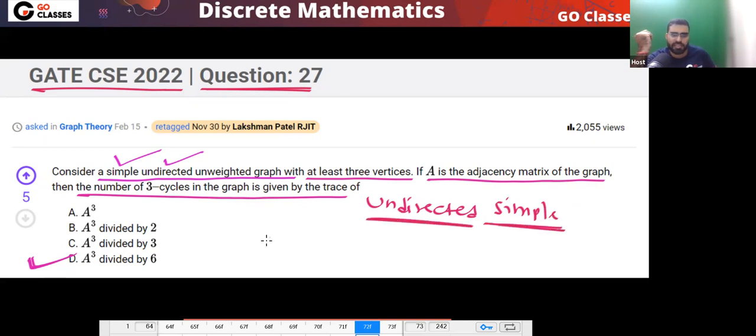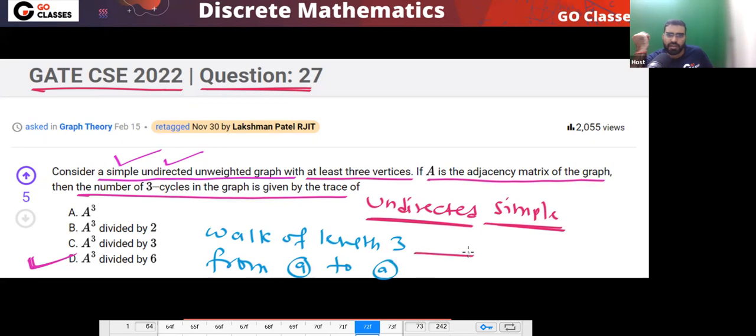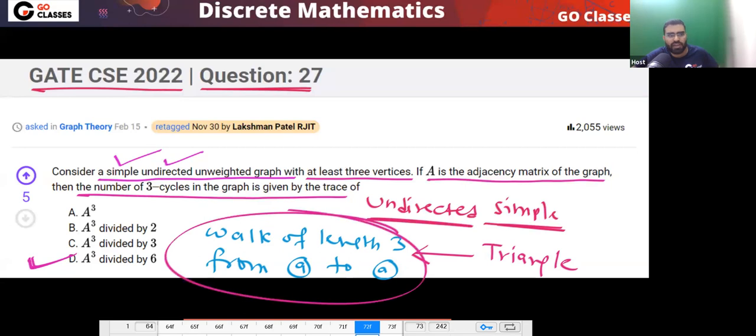Undirected and simple graph. So it simply means that if you have a walk of length three from A to A, how can you get it? You can get it only from a triangle. This is the only way to get it. And if you have a walk of length three, then it automatically means there is a triangle.